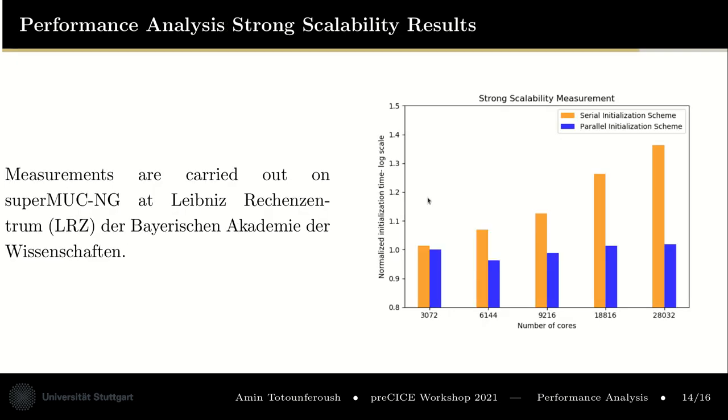To show the performance of the two-level initialization scheme, I compare the initialization time for different core numbers for the current scheme, which I call serial here, and the new scheme, which is called parallel in this figure. We ran the performance test on the SuperMUC-NG supercomputer at the Leibniz Center in Munich. As you can see, by increasing the number of cores from almost 3,000 to 28,000, the initialization time for the parallel scheme remains almost constant. But the initialization time using the current scheme just increases exponentially.